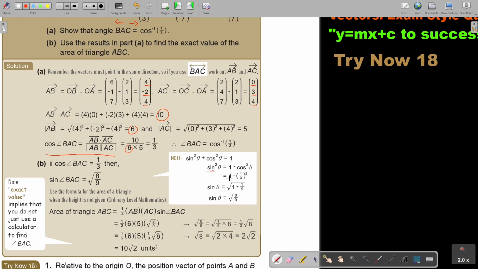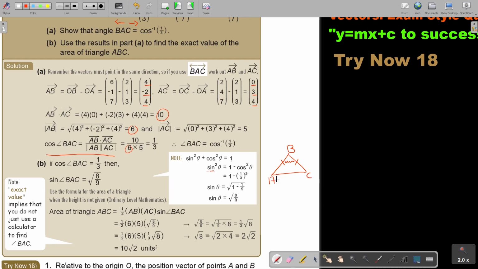So I have this. Then I fill in that cos, and I square. That's giving me 1 minus 1 over 9: 1 times 1 is 1, 3 times 3 is 9. And then to get the square away, I take the square root. Do you follow? And that's the square root of 8 over 9. Because I'm going to use, can you remember that in ordinary level, if I have two sides with the included angle, I'm going to use that.